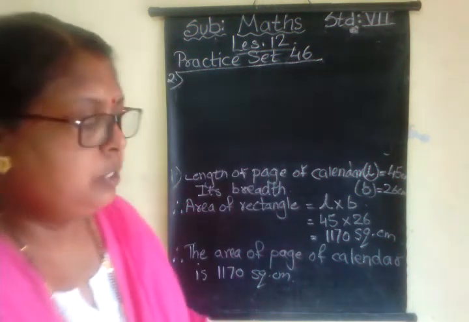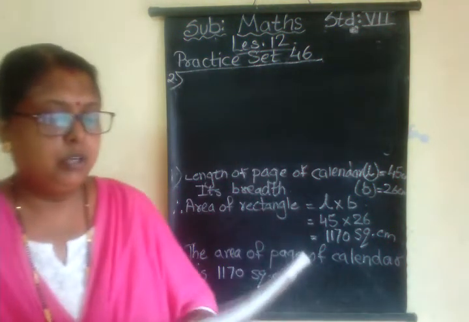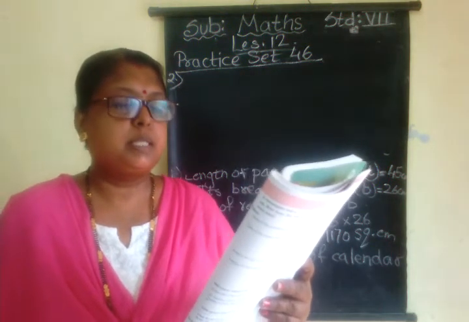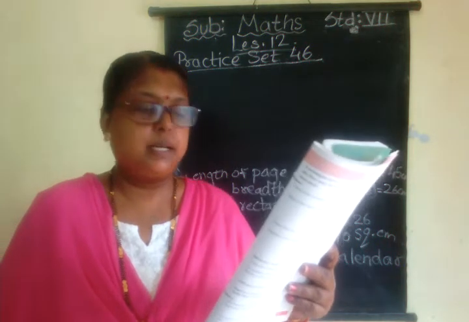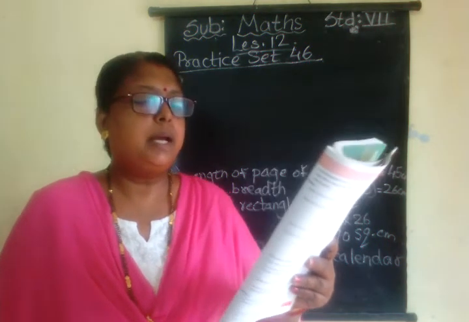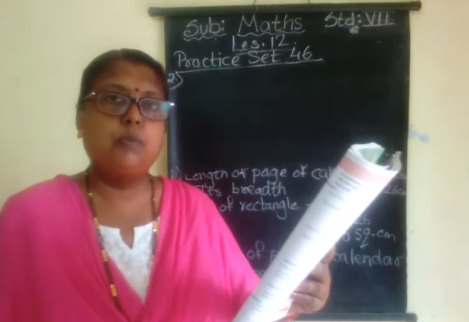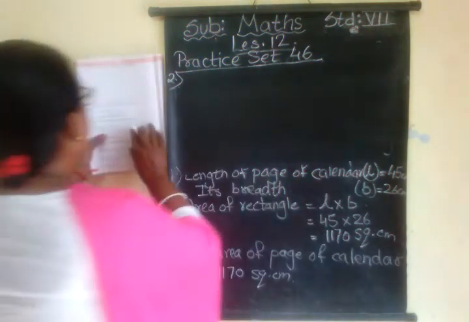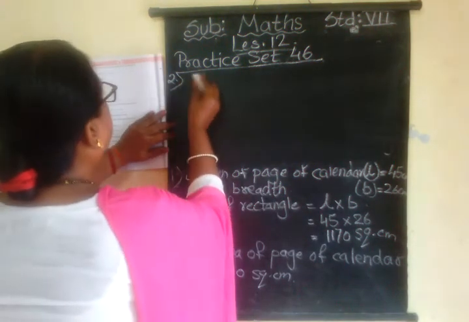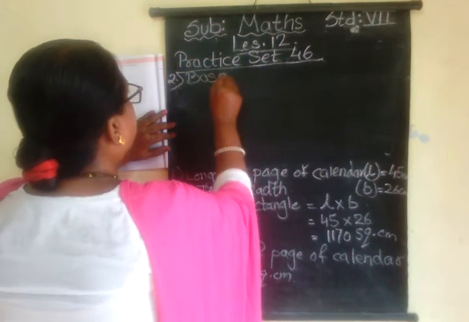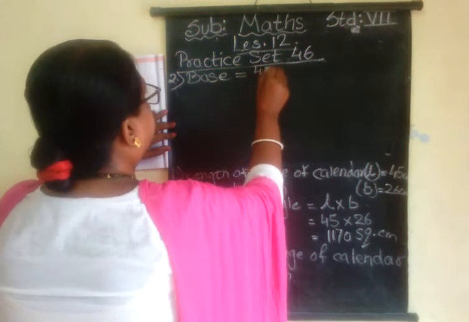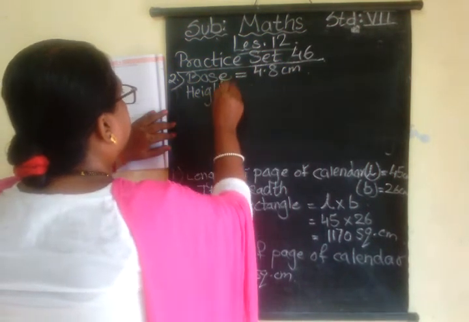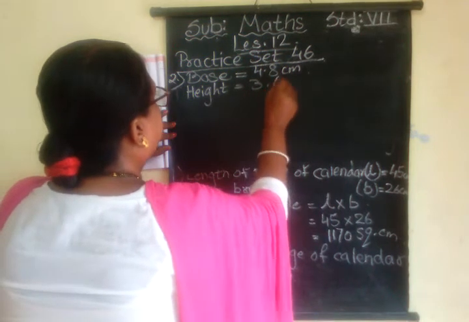I'll read the question for you. See the sum in the book. What is the area of triangle with base 4.8 centimeter and height 3.6 centimeter? So here it is a triangle which is a right angle triangle. Okay, and its base and height is given. So you know the formula to calculate half base into height. So we will write down base is equal to 4.8 centimeter, height is equal to 3.6 centimeter.